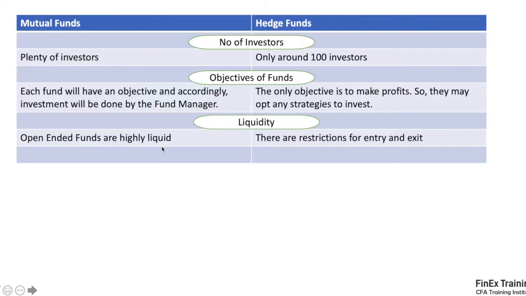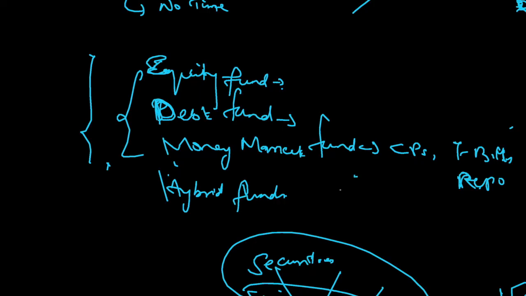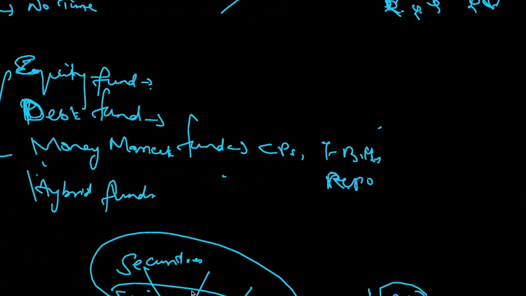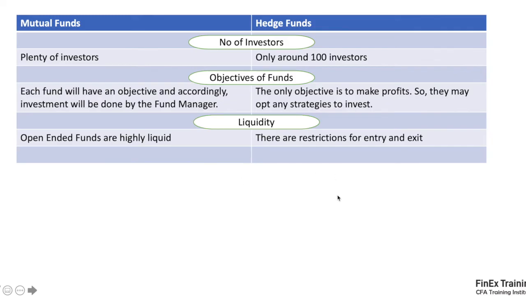Liquidity: open-ended funds are highly liquid throughout the year. You can invest and exit throughout the year. Hedge funds have restrictions on entry as well as exit. That means if investors want to exit from the fund, they cannot exit whenever they feel like. They will have to give notice, like 1 month or 2 months before, and only then can they exit. So these are some of the differences between mutual funds and hedge funds.